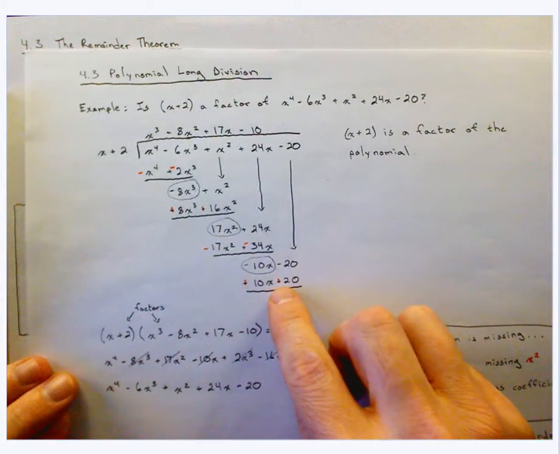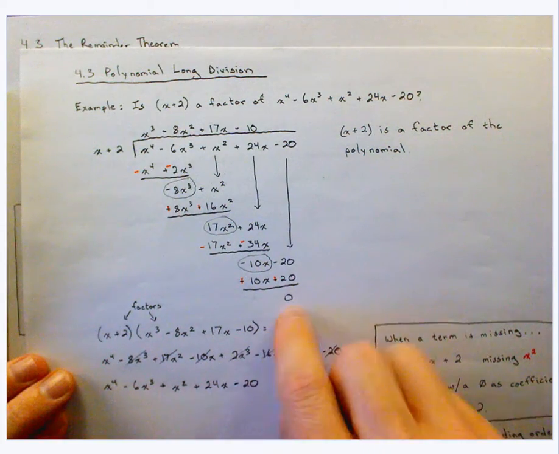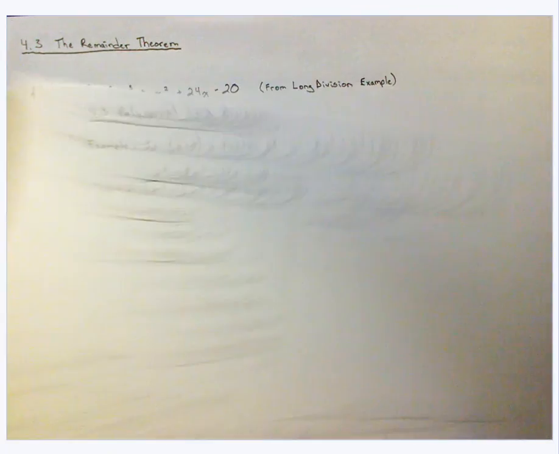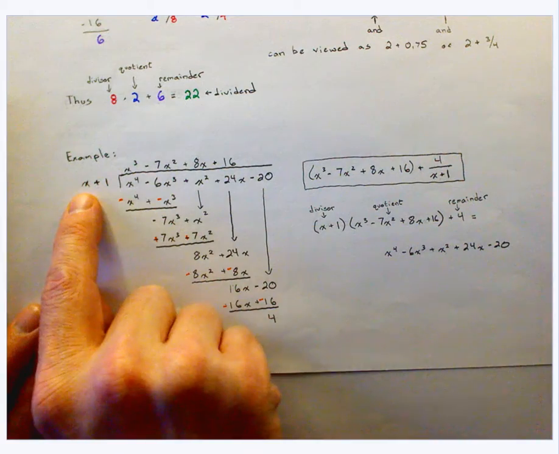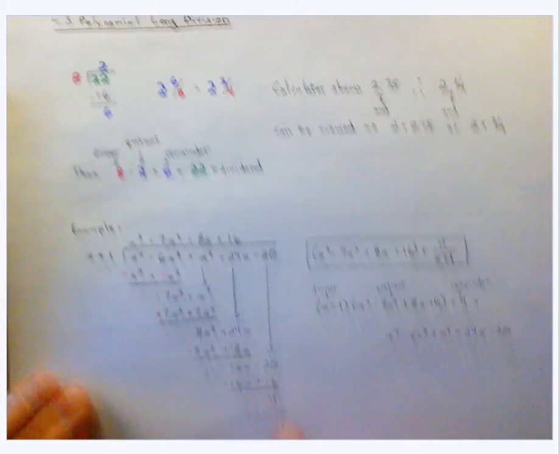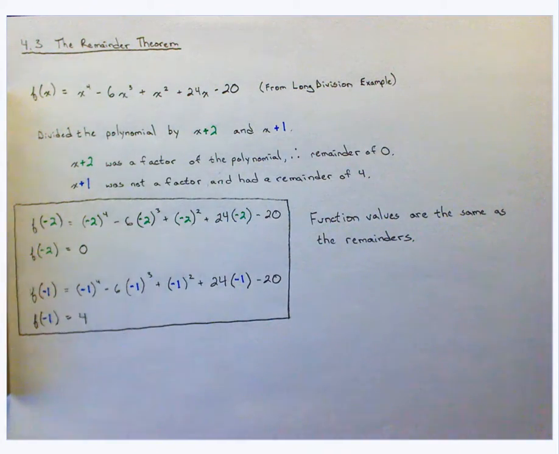And here's where we did it with x plus 2, and we ended up with 0, so that was a factor. And in here we did it with x plus 1. We had a remainder of 4. Where the remainder theorem comes in, it doesn't matter if you get a 0 or a 4. Outside of a 0 there's a little bit more to it, but I already covered it in what we did. Okay, and we're going to talk about it now. Pull that example back up.